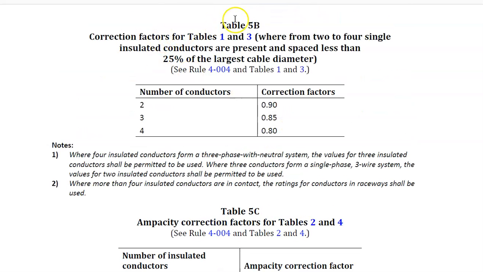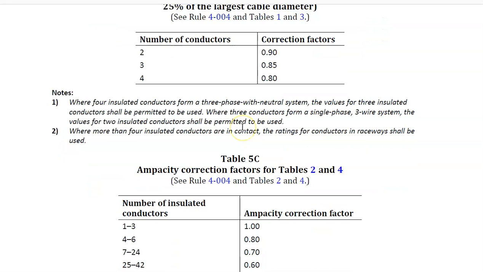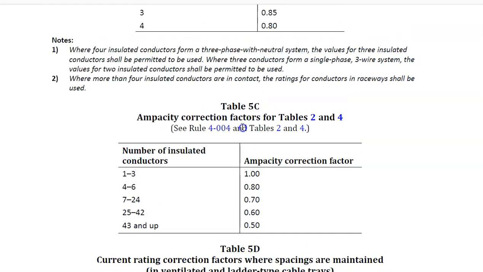Now, this Table 5B is a derating that I can only use on Tables 1 and 3. I'm allowed to derate my single conductors. How often do we do that? Hardly ever, so let's skip past that one. Let's take a look at Table 5C over here. 5C is ampacity correction factors for Tables 2 and 4. Highlight Tables 2 and 4 inside of your codebook. This tells about the number of insulated conductors that we are going to have. So if I have more than 3 conductors, I'm going to have to derate.